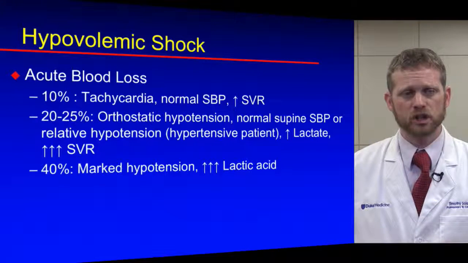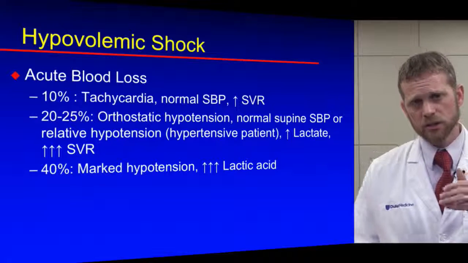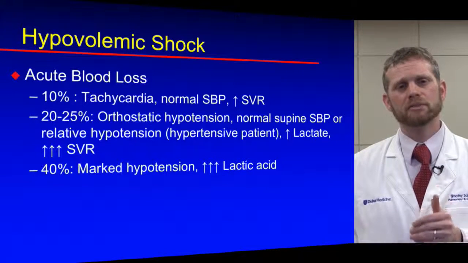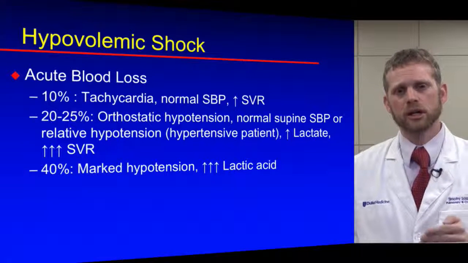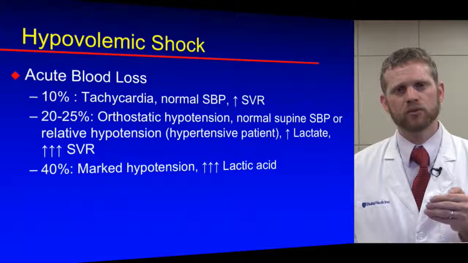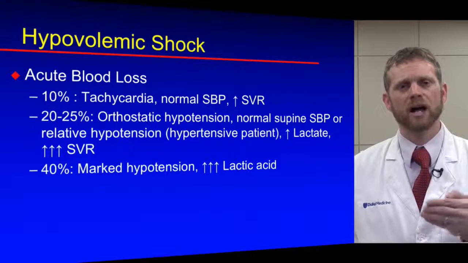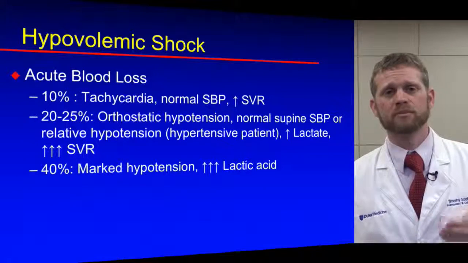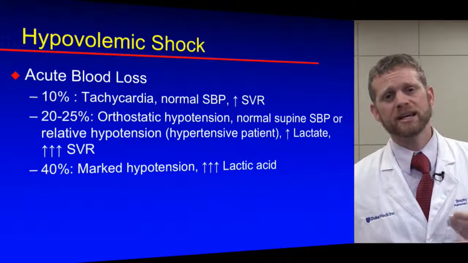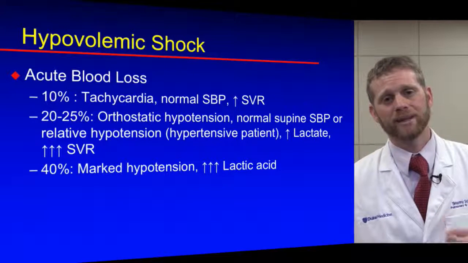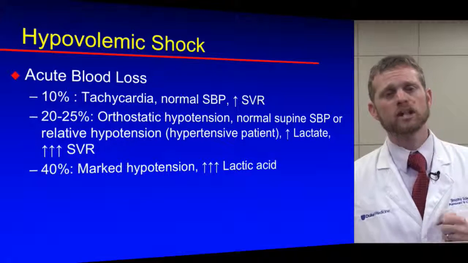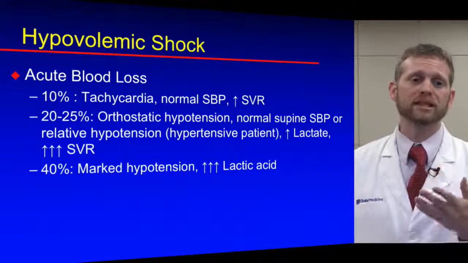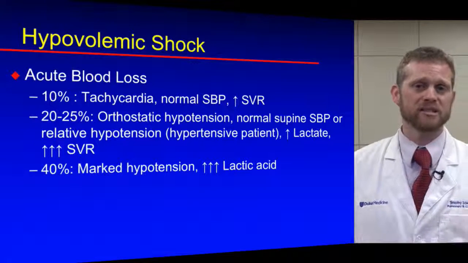How about hypovolemic shock? Just to remind you of your body's ability to maintain a normal blood pressure in the scenario of ongoing blood loss. When you lose about 10% of your blood volume, you become tachycardic, but you typically are able to maintain a normal systolic pressure because you're able to clamp down and increase your SVR. Up to 20 to 25% blood volume loss, you might have a normal blood pressure, or you might be relatively hypotensive, especially if you're a hypertensive patient.